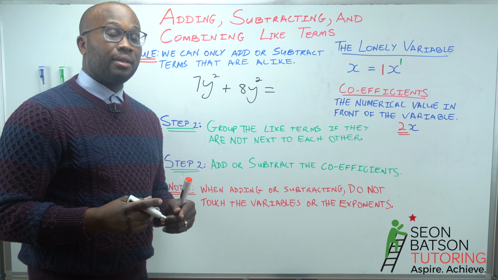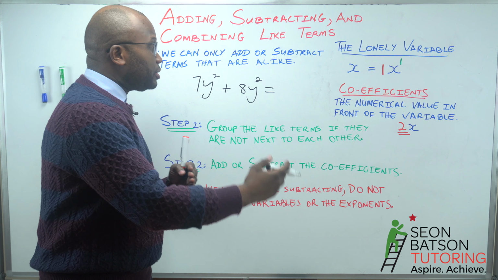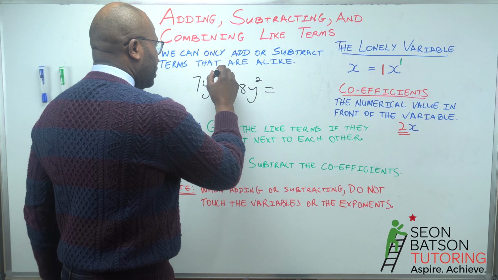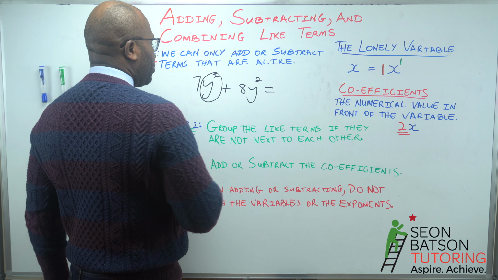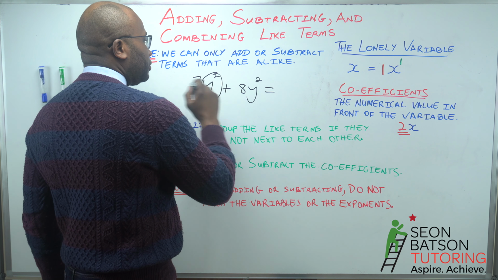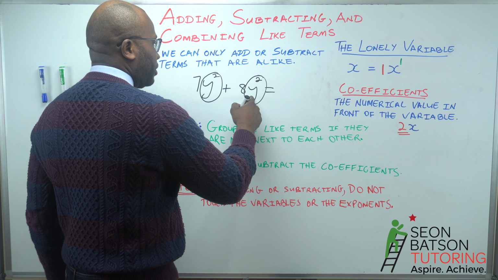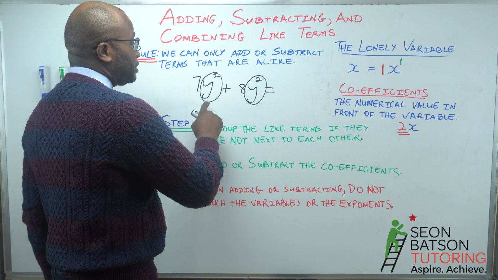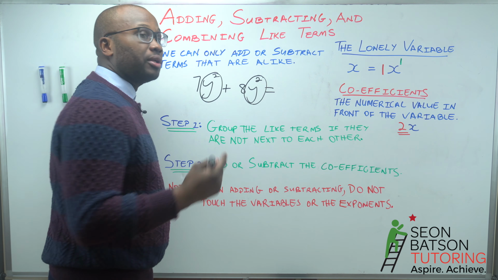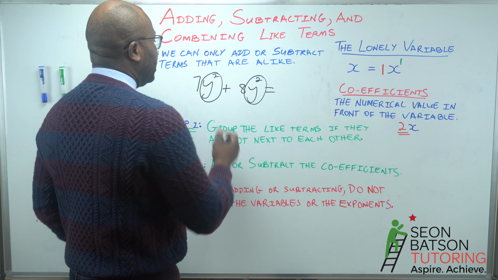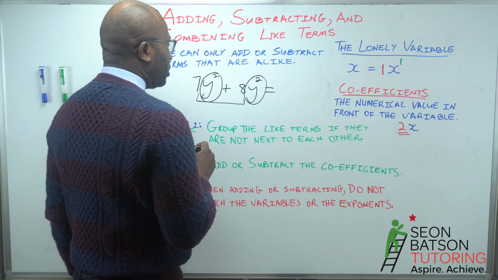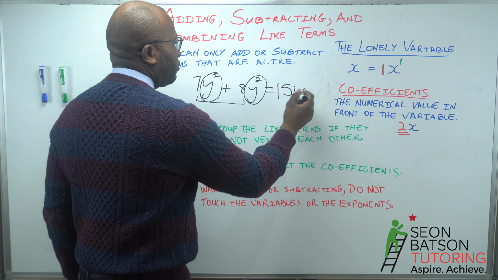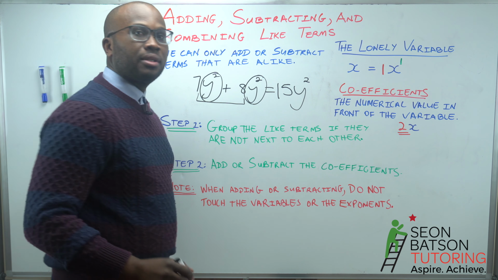Remember, terms are alike if the variables are the same and the exponents are the same as well. Okay? The variable and the exponent here is y and 2, and here the variable is y, the exponent is 2. So both terms have the same variable and the same exponent. Yes? So they are alike, so we can add. And again, when we're adding, we're only adding the coefficients. 7 plus 8 gives us 15, and the variable and the power stays the same.